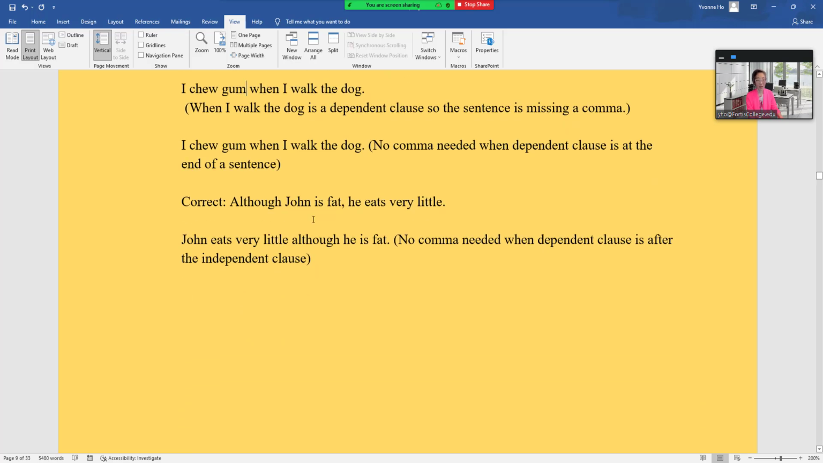"Although John is fat, he eats very little." This is correct because you have a dependent clause at the beginning of the sentence, and then you put a comma. And then "John eats very little, although he is fat." So when you have a dependent clause come at the end of the sentence, then you don't need a comma.